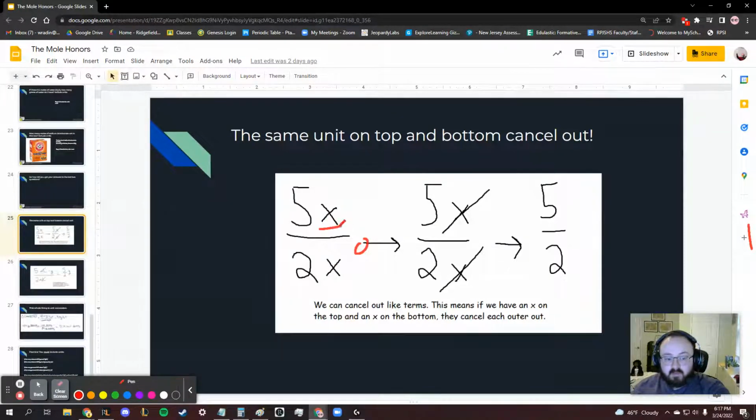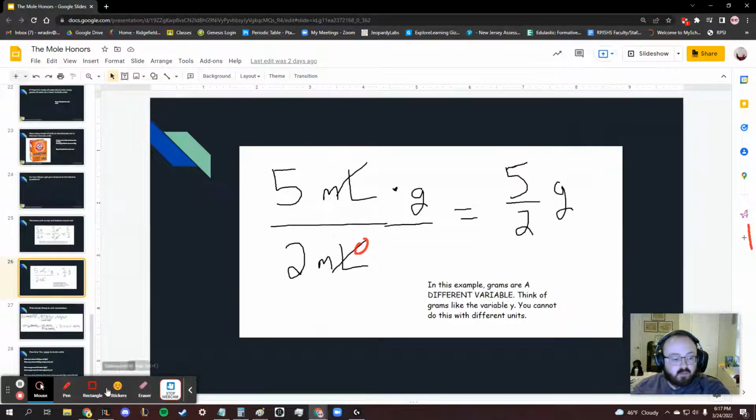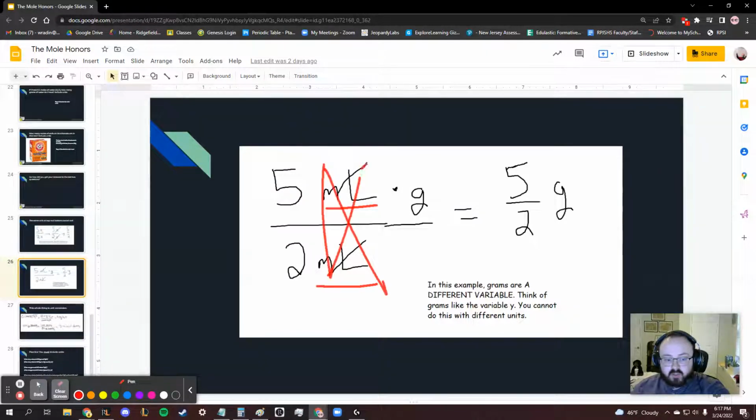If you have an x up here and an x down here, that is the same variable. They will cancel each other out and you can just delete them. When we see this with units, it looks like this. When you have milliliters on the top in the numerator, and milliliters in the denominator, they will cancel each other out and you are just left with the grams here. Alright, this is an idea that we talked about way back in chapter 1.